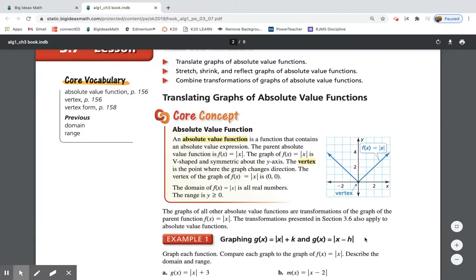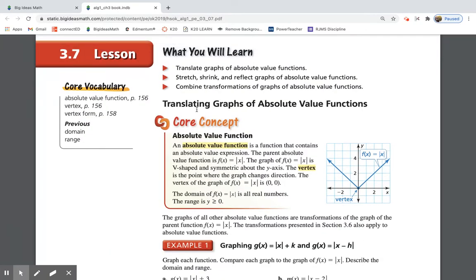Okay, so this is lesson 3-7, translating graphs of absolute value functions. So I'll give you a second to write that down because we're not looking at linear functions anymore, just functions. Okay, so now this first one, go ahead and draw this graph.